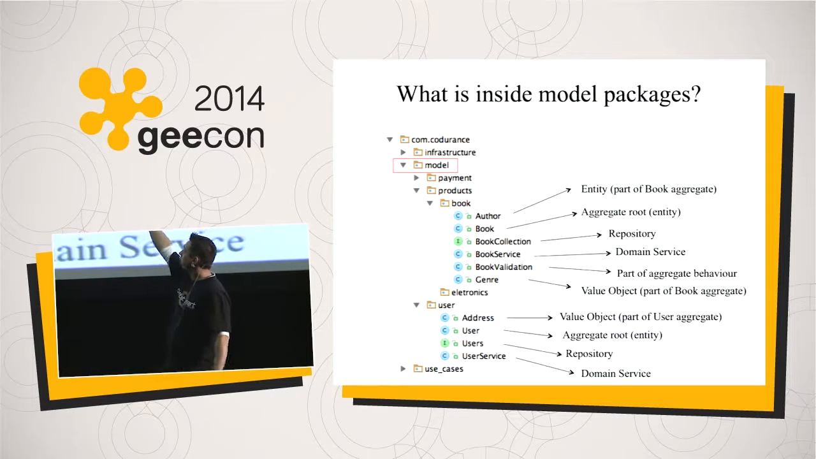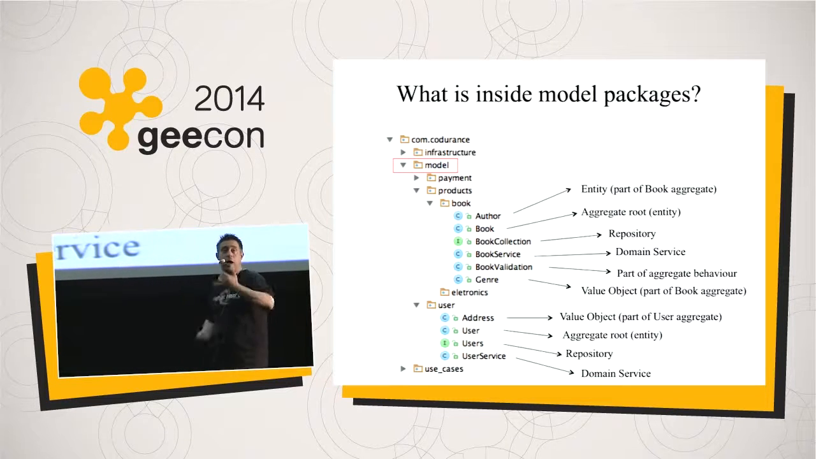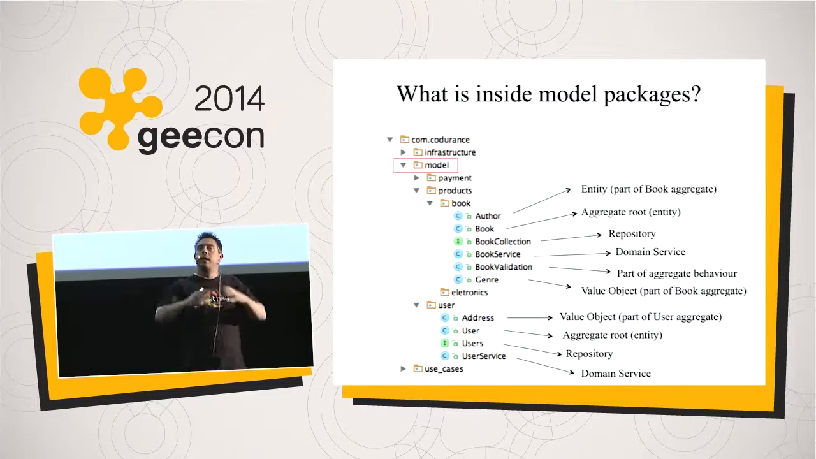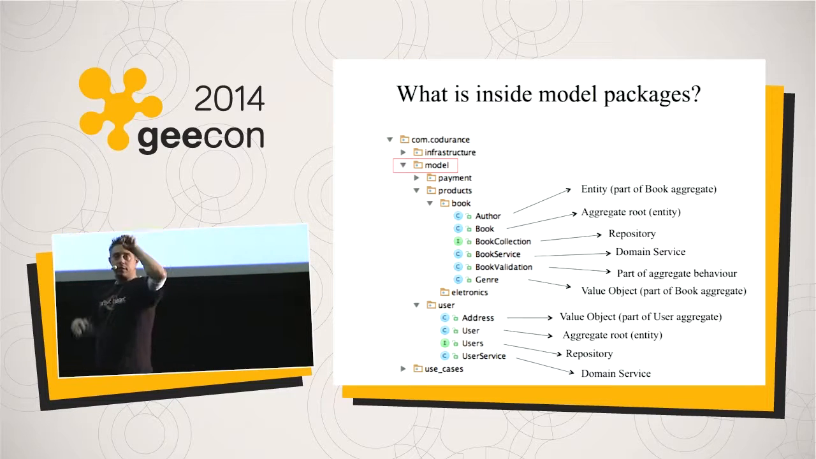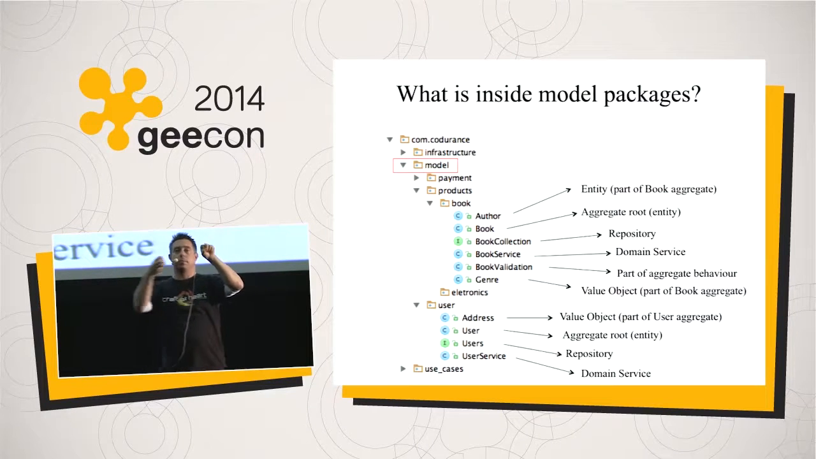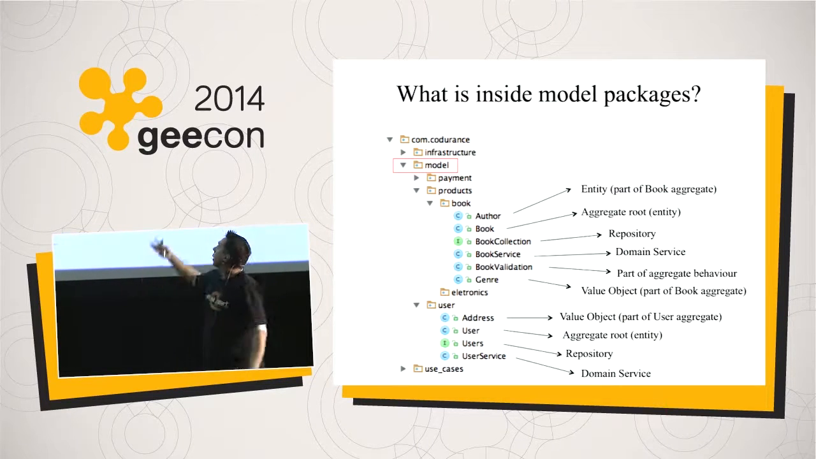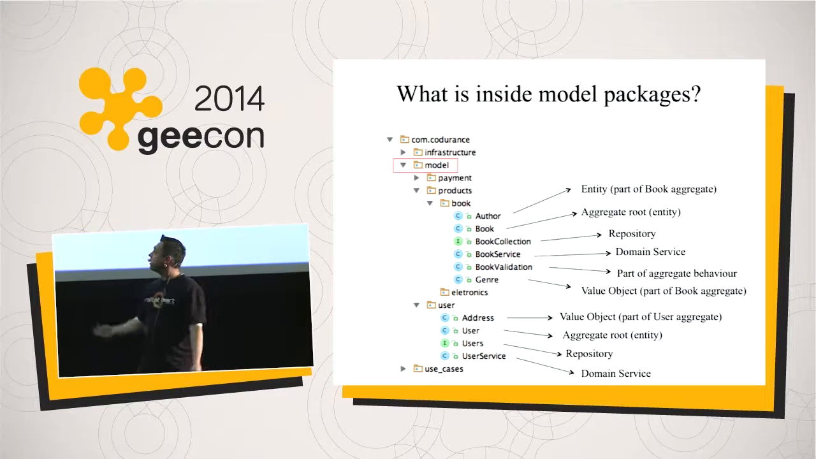So for example, author would be an entity that is part of the book aggregate. In domain-driven design, an aggregate is a domain concept that has a root. So book is the root of this aggregate. Author is an object that is used by the book, so a book has an author. And I have my repository that is normally an interface. I have my domain service, that is my book service. I can have other classes, like a book validation, or book validator probably would be better.